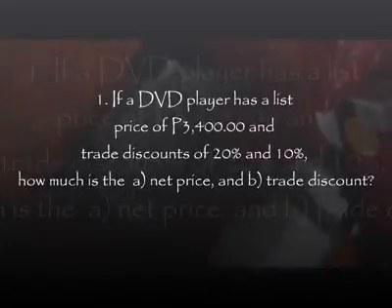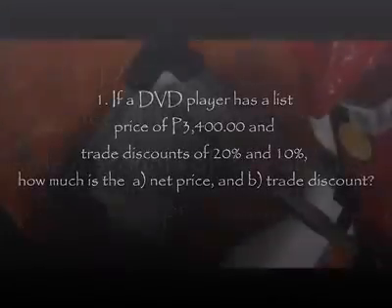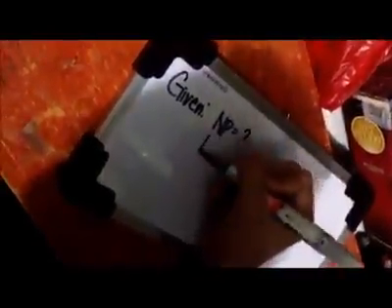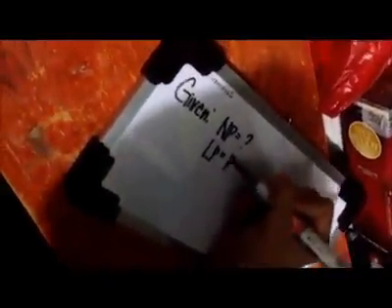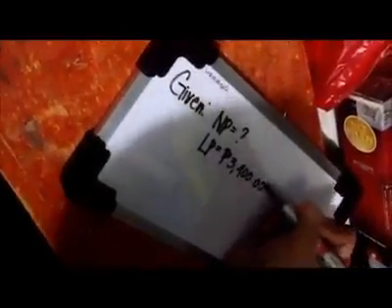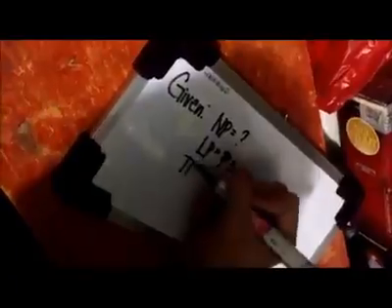As usual, we need to identify the given and what is being asked in the problem. In this case, we need to look for the net price. The given, we have the list price of 3,400 pesos, a trade discount rate of 20%, and another trade discount rate of 10%.